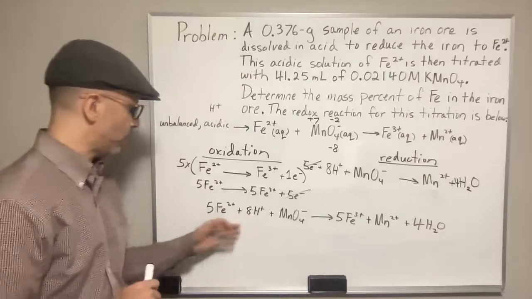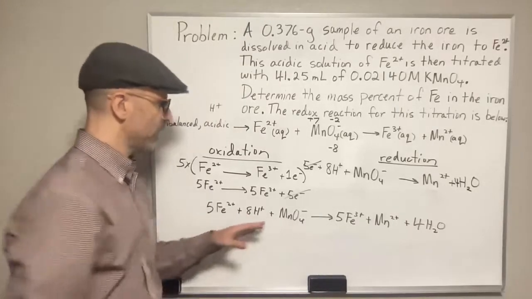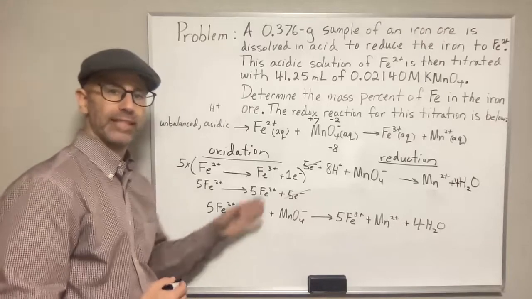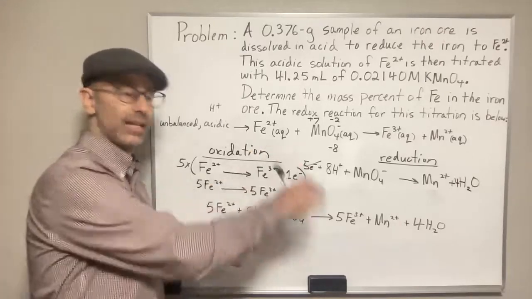Now we need to make sure that we don't have the same thing on both sides. If we have the same thing on both sides, then we're going to have to cancel it out to make sure that we only get it on the other side.